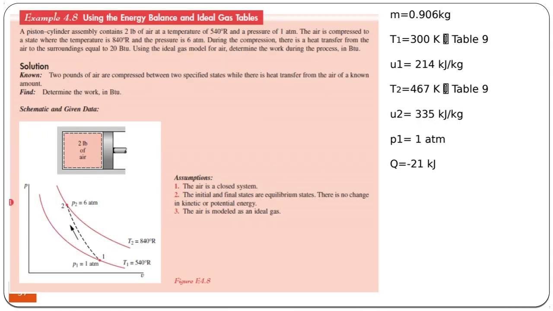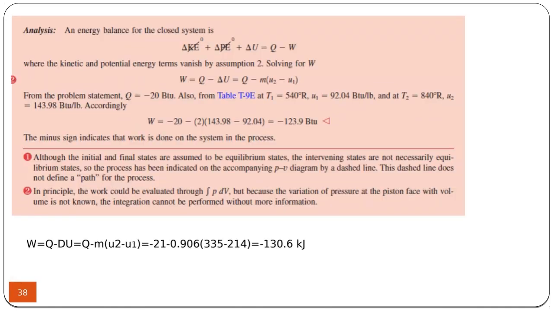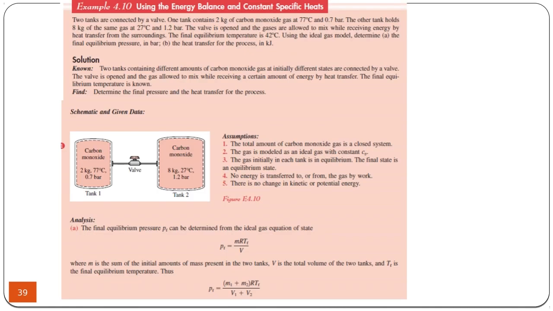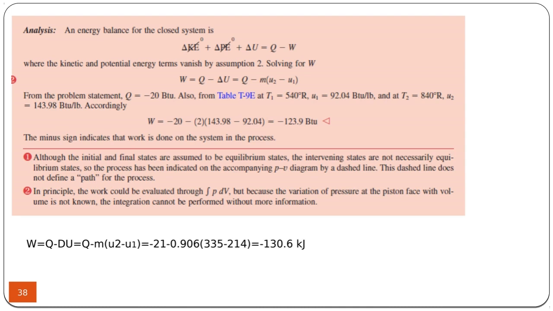So during the compression process, there is also a heat loss, and this heat loss is adding to the total energy during the compression of the piston inside the cylinder. So this first part is due to the heat loss, and this second part is due to the change in the internal energy because of the compression.